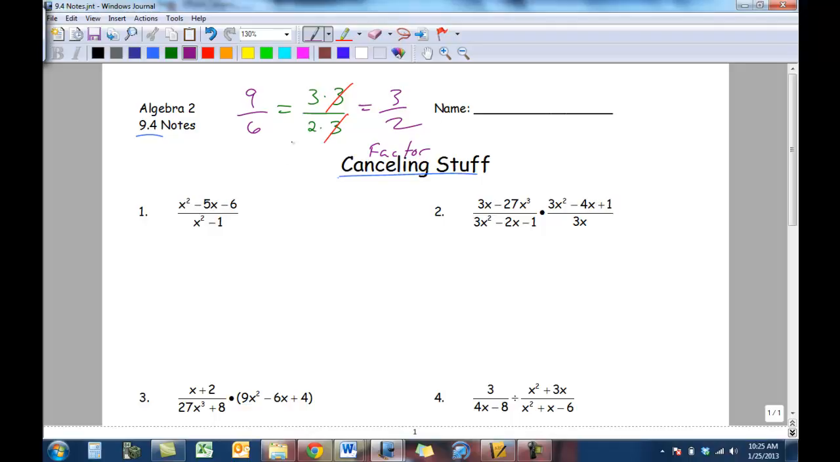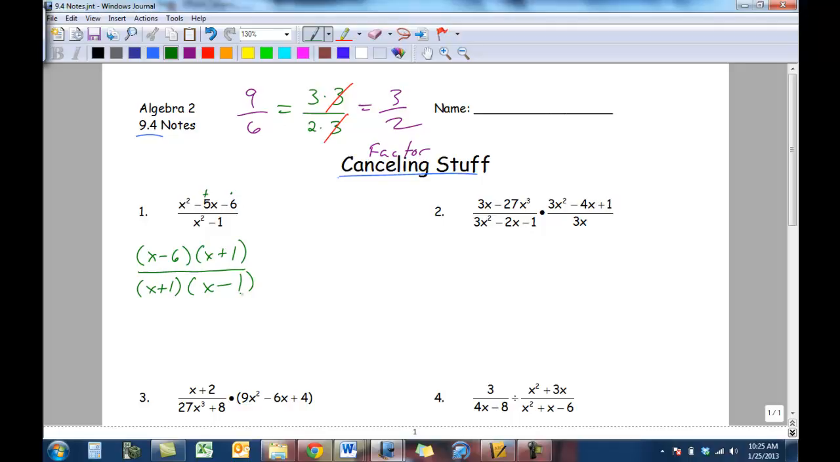That's easy, right? Well, what we're going to do today is just factor, just like we did here, only we're going to be factoring polynomials and then canceling stuff out. So let's start here. Factor the top. What multiplies to -6 and adds up to -5? x minus 6 times x plus 1, over, now the bottom here is a difference of squares, so this is x plus 1 times x minus 1.